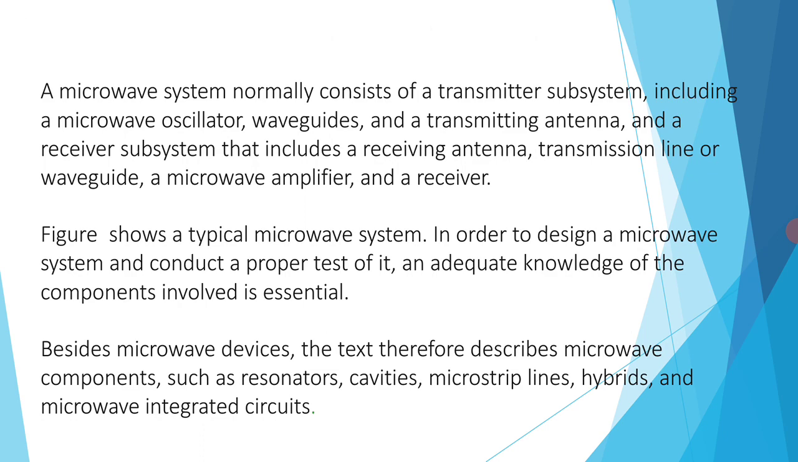A microwave system normally consists of the transmitter subsystem, including a microwave oscillator, waveguides, and a transmitting antenna, and a receiver subsystem that includes a receiving antenna, transmission line or waveguide, a microwave amplifier, and a receiver. The figure here shows a typical microwave system. In order to design a microwave system and conduct a proper test of it, an adequate knowledge of the components involved is essential. Besides microwave devices, the text therefore describes microwave components such as resonators, cavities, microstrip lines, hybrids, and microwave integrated circuits.